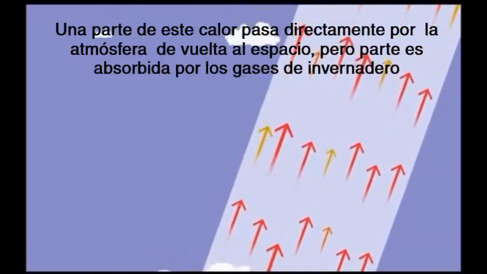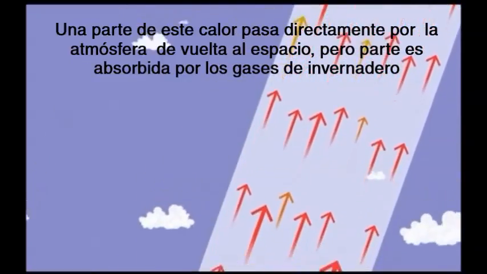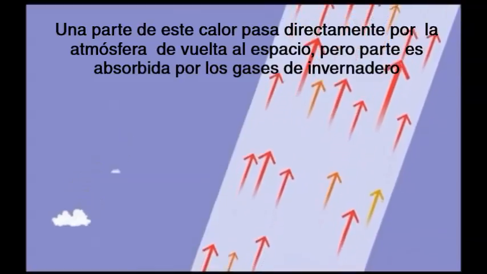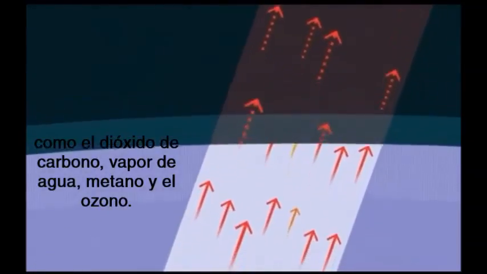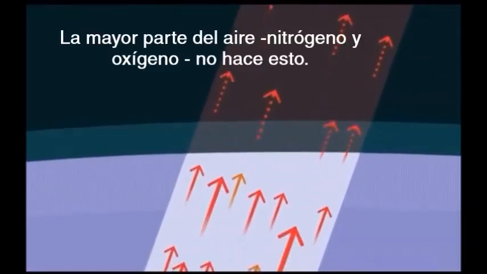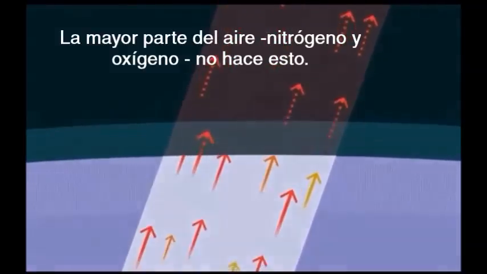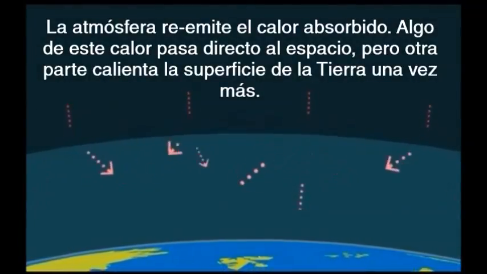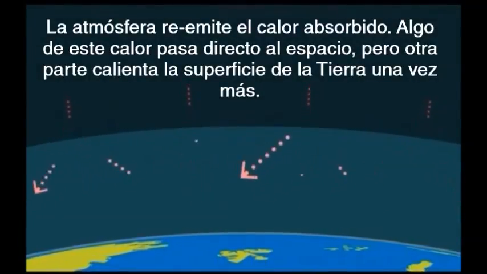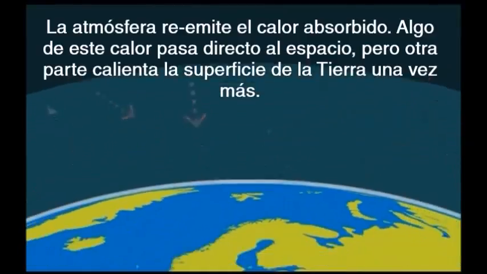Some of this heat passes straight through the atmosphere and back to space, but some is absorbed by greenhouse gases like carbon dioxide, water vapour, methane, and ozone. Most of the air, nitrogen and oxygen, doesn't do this. The atmosphere re-emits the absorbed heat. Some escapes to space, but some heats the Earth's surface again.